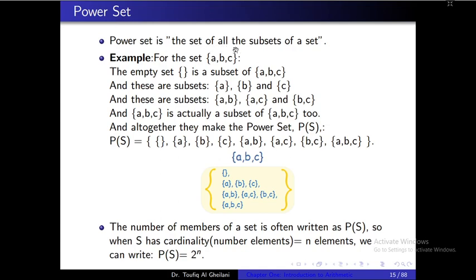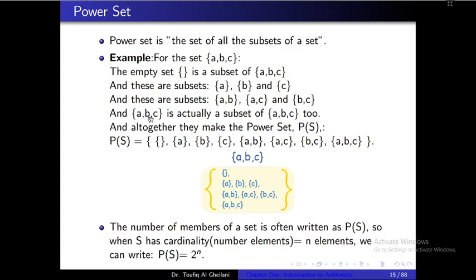Power set is the set of all subsets of a set. Example: for the set {A, B, C}, the empty set {} is a subset of any set. Also {A}, {B}, and {C} are subsets of this one. The sets {A}, {B}, {C} are also subsets of this set. And these are subsets pairwise: {A, B}, {A, C}, and {B, C} all are subsets of the parent set.